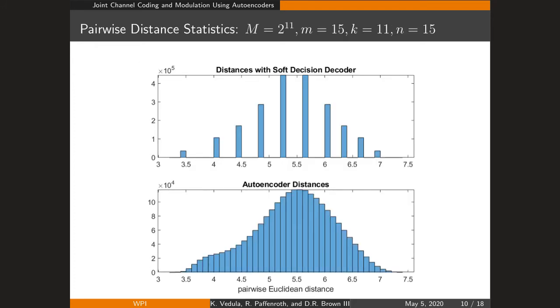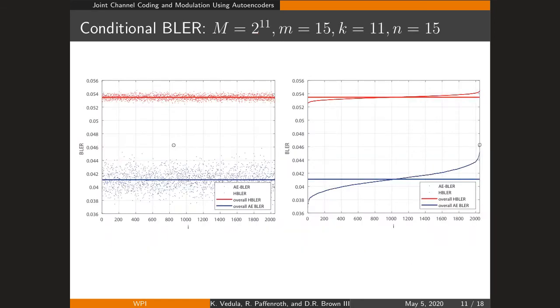Now let's look at the pairwise Euclidean distance statistics for M equal to 2 to the 11. We picked this because the autoencoder matches with Hamming 15/11 plus BPSK, which is shown in the top graph. We see that it has 11 possible distances, whereas the autoencoder has a whole set of possible distances that resemble a Gaussian curve. However, the statistics such as mean, minimum, and maximum are similar to those of Hamming 15/11 plus BPSK.